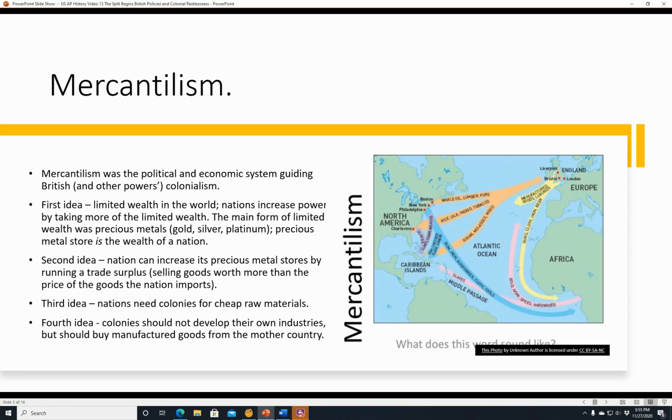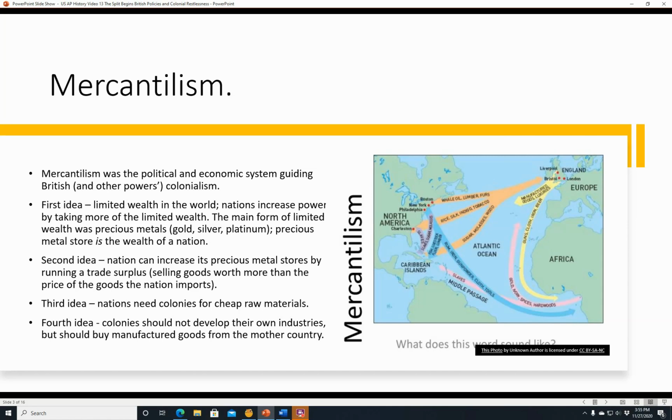Mercantilism. Mercantilism was the political and economic system guiding British and other European powers' colonialism. The first idea is that there's limited wealth in the world and that nations increase their power by taking more of the limited wealth. The main form, if not the only form, of the limited wealth was precious metals, such as gold, silver, platinum. The idea is that the precious metal store is the wealth of the nation.